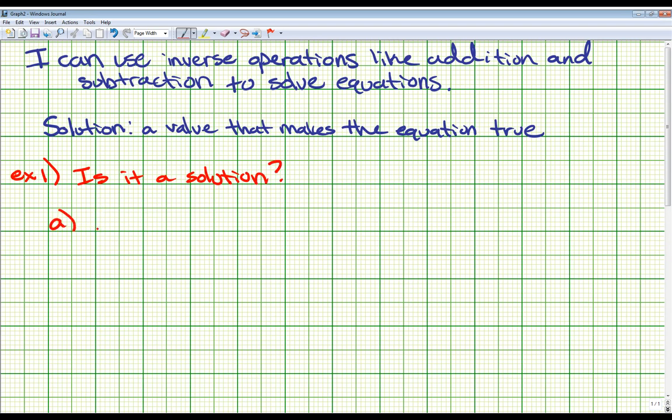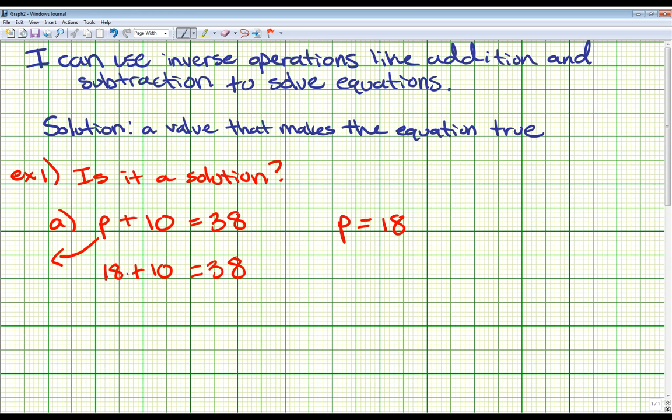So for letter A, it says P plus 10 equals 38. So we have an unknown value plus 10, and it's going to equal 38. And then they tell us over here that P is going to equal 18. And we want to know, is this a solution to this equation? So if P equals 18, what we can do is replace this P with the 18. So we can take the P out of here and instead put an 18 in its position. So 18 plus 10 equals 38 is what we have now.